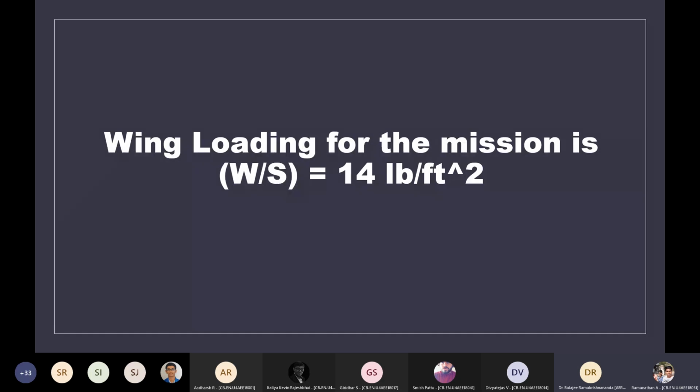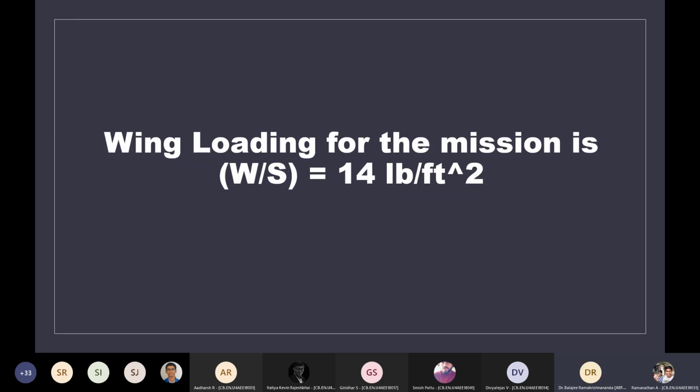Now you can go back and fiddle with your cruise velocity or this velocity, change something there, and come out with an acceptable wing loading. Because where do you get the power if your wing area is very less? Yours is solar. Yes, sir, that's what I was thinking.